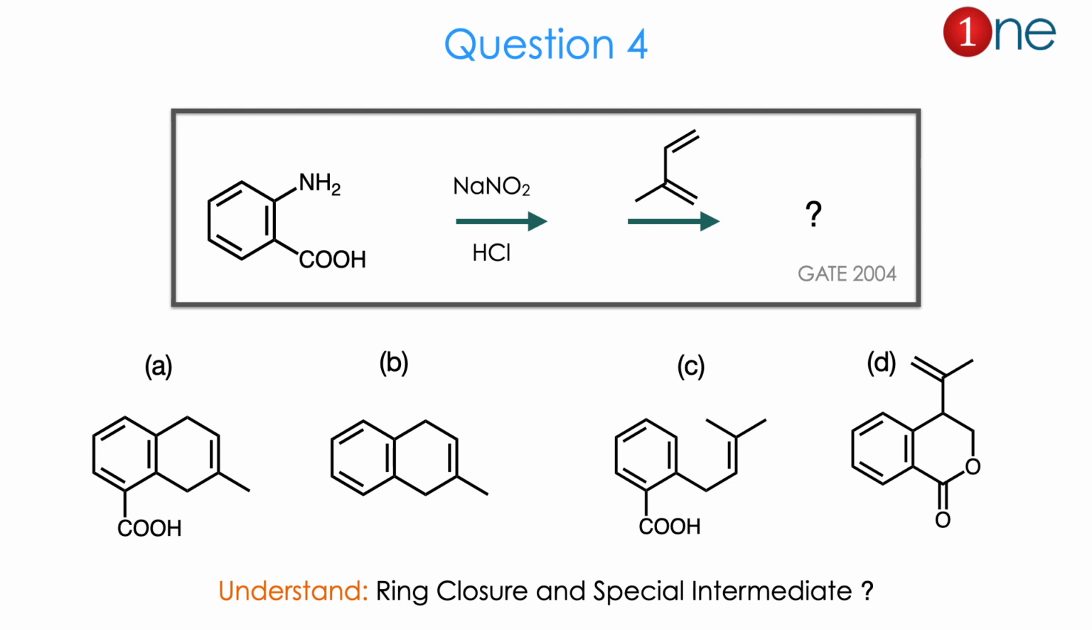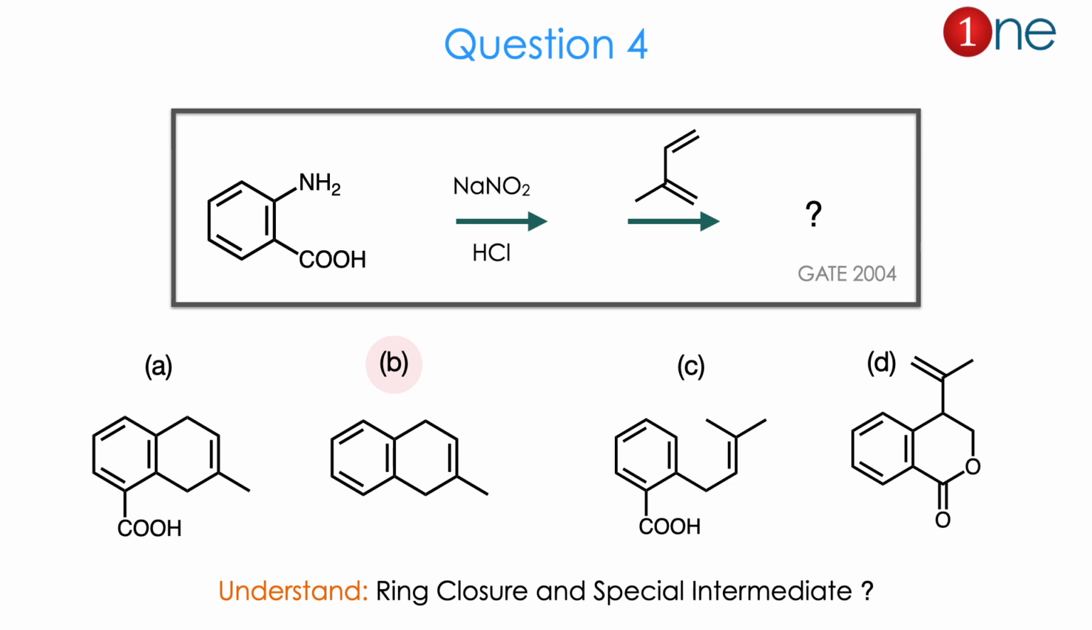Then question number 4. The starting material you have is an aromatic system with amine and acid. You are using sodium nitrite and HCl. Next step you are using a diene with a methyl group. They ask you to find the product here. The products are mostly fused ring systems. It's a kind of naphthalene system.